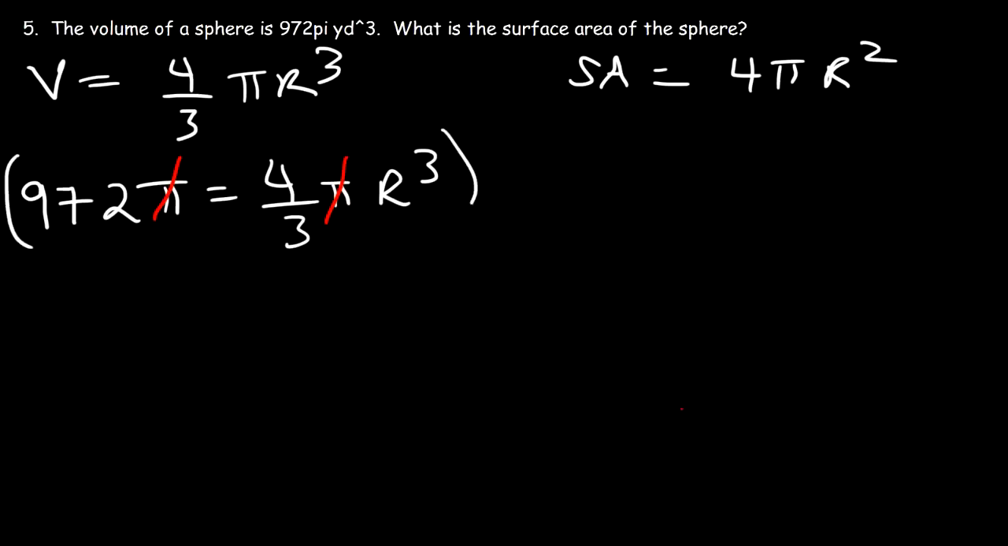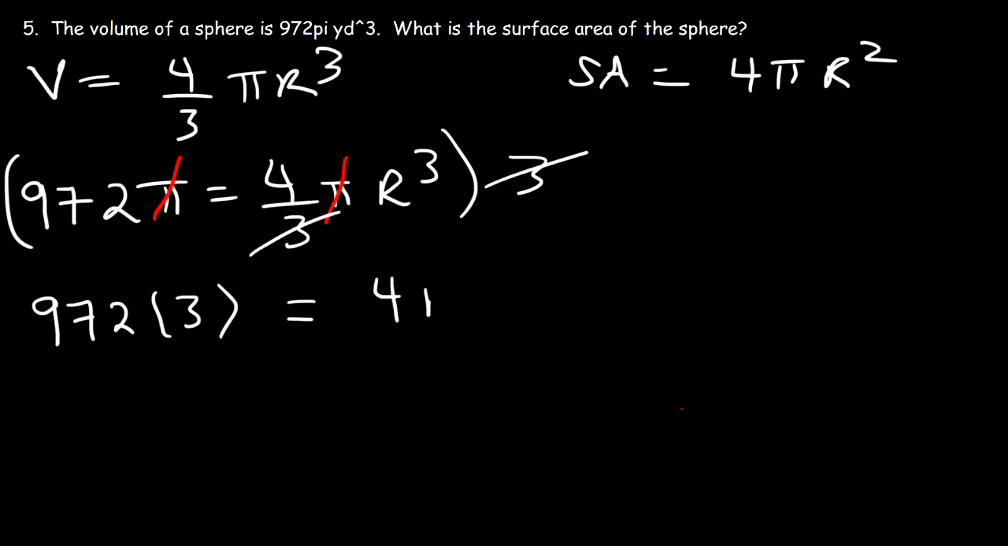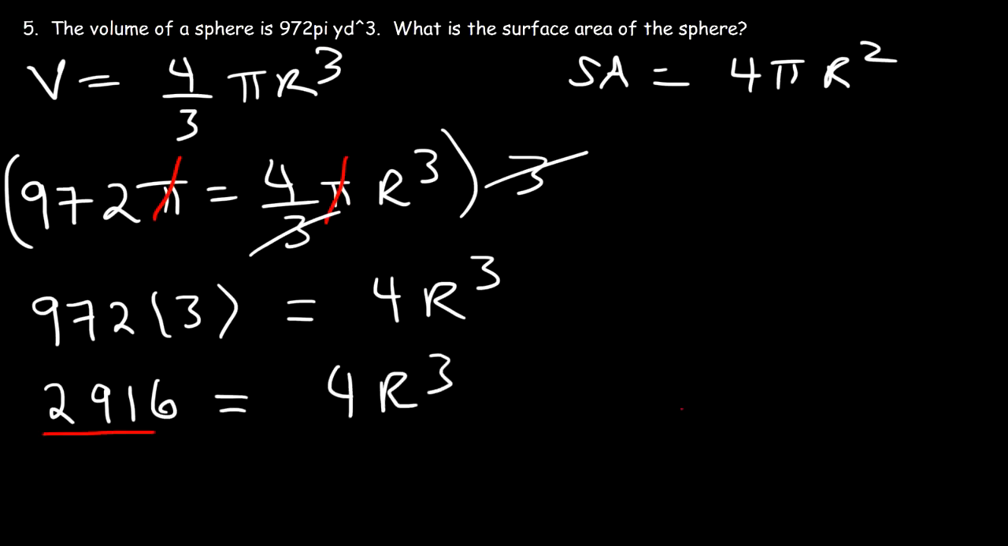What I prefer to do is to multiply both sides by 3. So these can be canceled. On the left side, it's going to be 972 times 3, and that's equal to 4 times r cubed. 972 times 3, that's 2,916. Next, we need to divide both sides by 4, so we can get r cubed by itself. 2916 divided by 4 is 729, so that's equal to r cubed.